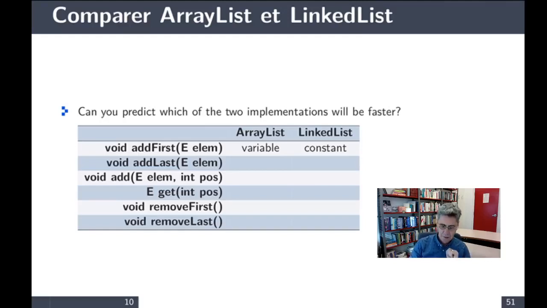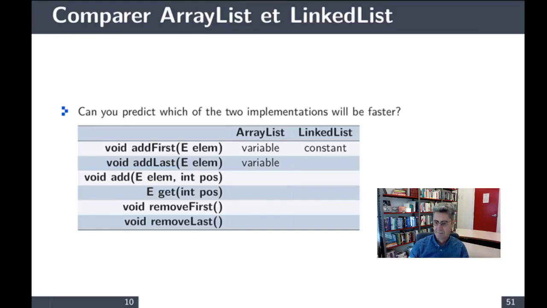Add last for an array-based implementation. Is it variable or constant? Again, if necessary, pause the video, try to solve this by yourself. It's variable because when we're adding at the end, the array might be full. We now need to use the dynamic array technique: create a new array, copy all the elements from the old array to the new array, and then make the insertion.